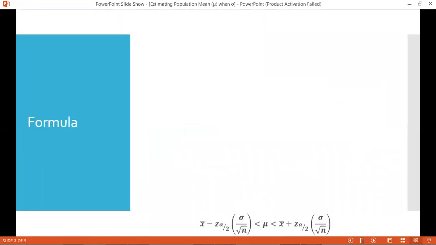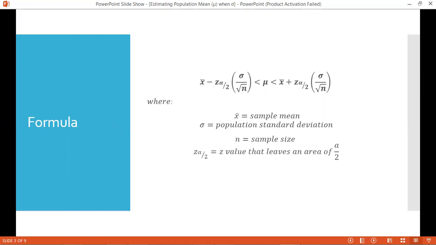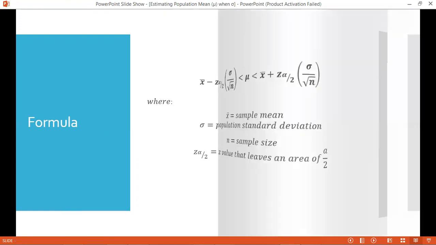Okay. Now here's an important formula to use. In this formula, x-bar is the sample mean, sigma is the population standard deviation, small n is the sample size, and z sub alpha over 2 is the z value that we use for the area of alpha over 2.